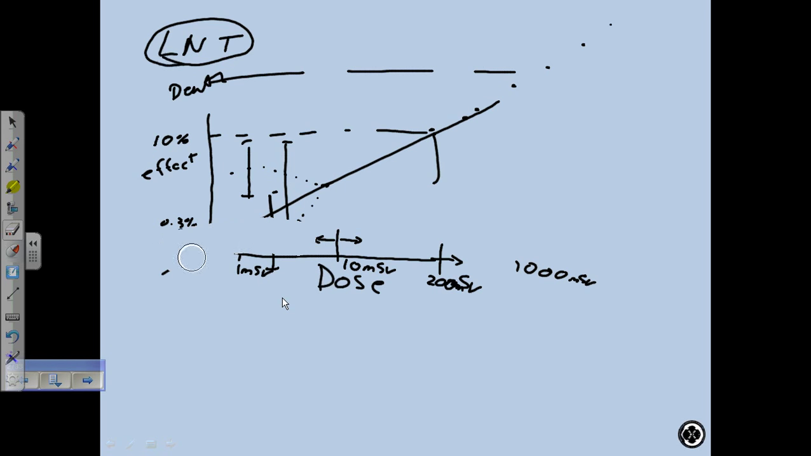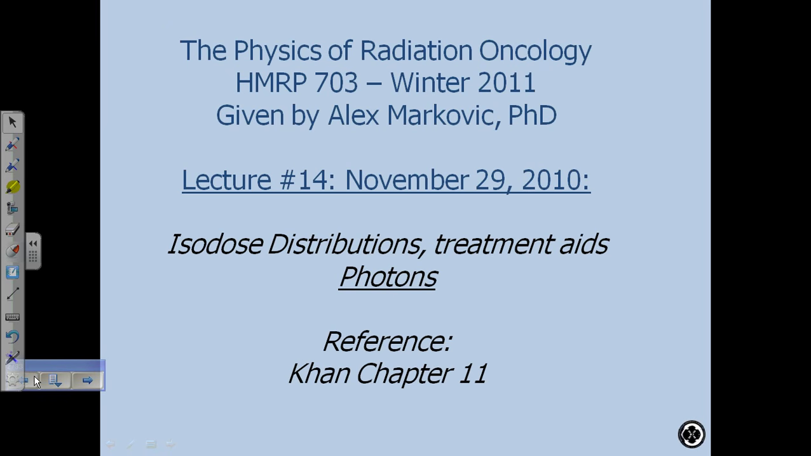Radiobiology is very interesting because it's an area that we know very little about, yet it greatly affects our patients' outcomes and greatly affects the public's anxiety about radiation. So anyway, on to today.